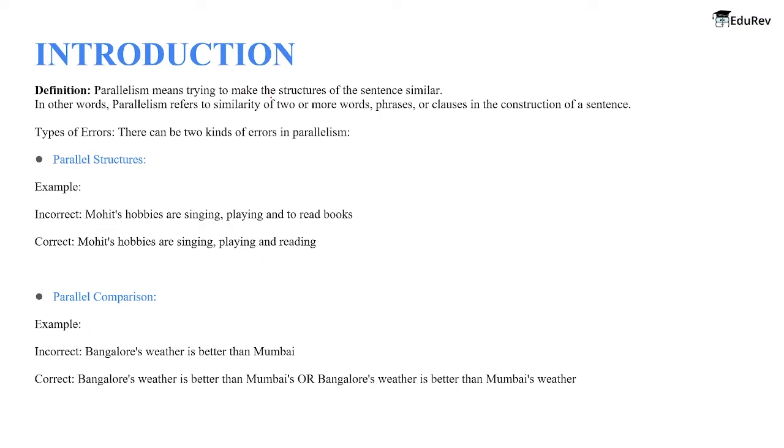Parallelism means trying to make the structures of the sentence similar. Can you recall what parallel lines are? Likewise, we are talking about parallelism in sentence correction. Parallelism is trying to make the structure of the sentences similar. In other words, parallelism refers to similarity of two or more words, phrases, or clauses in the construction of a sentence. I think you will understand more with the help of some examples.